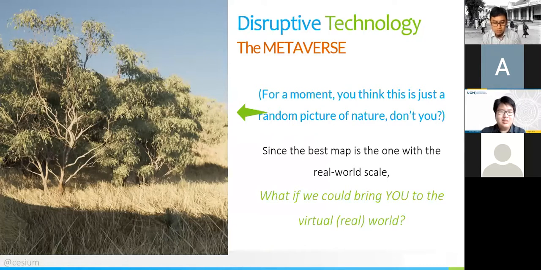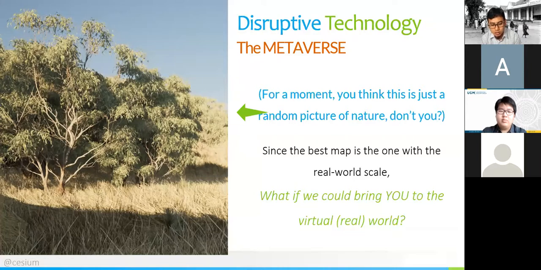a game engine. So this is a game engine recently collaborated with Geospatial Technologies to provide a one-on-one scale of the digital map of our real world, which is called metaverse. So what if we could bring you the virtual real world, and we can ask you to look around the location, probably to see the boundary and to see other things that are not present where you are standing right now.